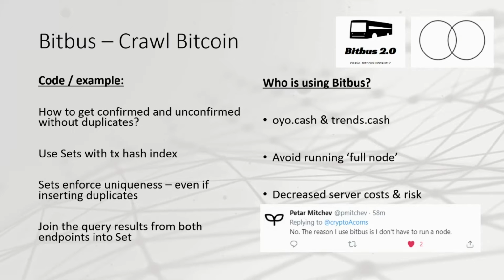So who is using Bitbus? So Oyo.cash and Trends.cash would talk about various stats on the network. They use it, and they purposely run this to avoid running a full node. Despite how many times Satoshi has to say it, we still have people doing it. And I think the tools are finally coming out that are really just making it pointless. So the reason is decreased server costs and risk, right? So obviously your server requirements are going to be way lower just making periodic calls and inserting data than it is running that mining software.